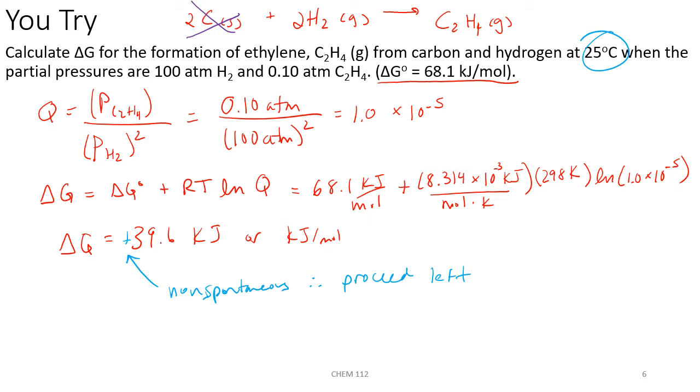to be spontaneous. So the direction that the reaction will head to reach that free energy minimum will depend upon the sign of delta G. If it's non-spontaneous in the forward direction because we got a positive delta G, then that means it must be spontaneous in the reverse direction, or in the products to reactants direction.